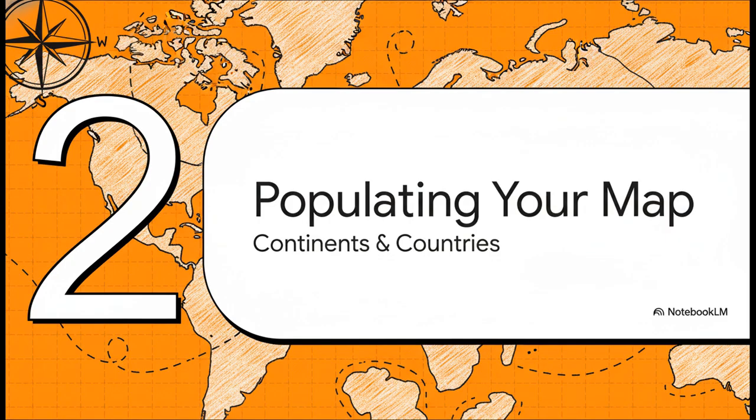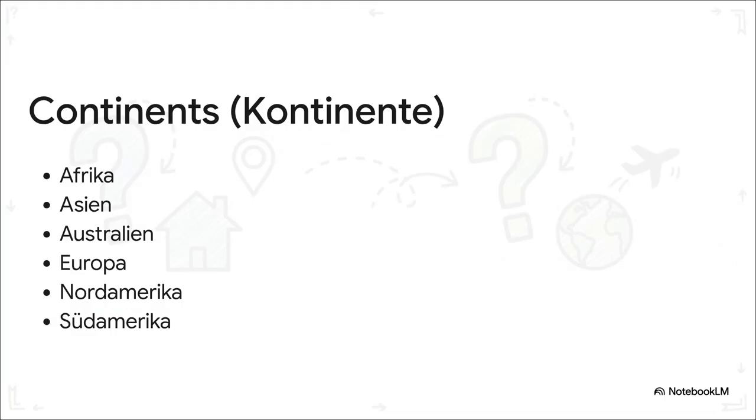All right, our compass is all set, but a map with only directions is kind of empty. So let's start filling it in with some of the big landmarks, the continents. And again, the German language is kind of giving us a gift here. Just look at these names: Afrika, Asien, Europa. They are practically identical to what we say in English. It's another one of those great confidence boosts. You seriously already know more German geography than you probably think you do.